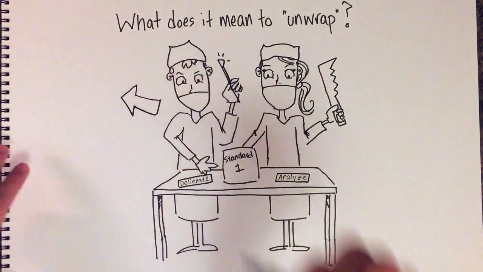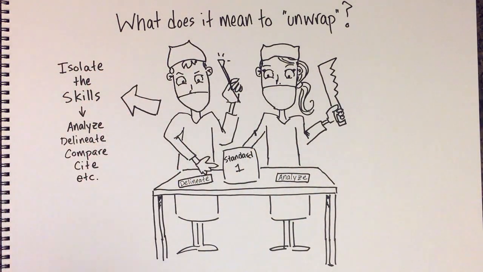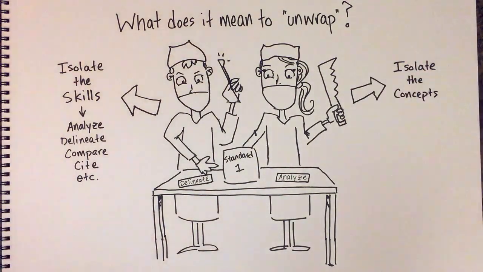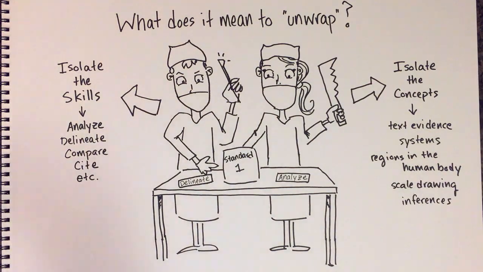First, teachers look for the verbs embedded in the standard. These are the skills that teachers are getting their students to learn. Second, they pull out the concepts. This is the knowledge students must possess.